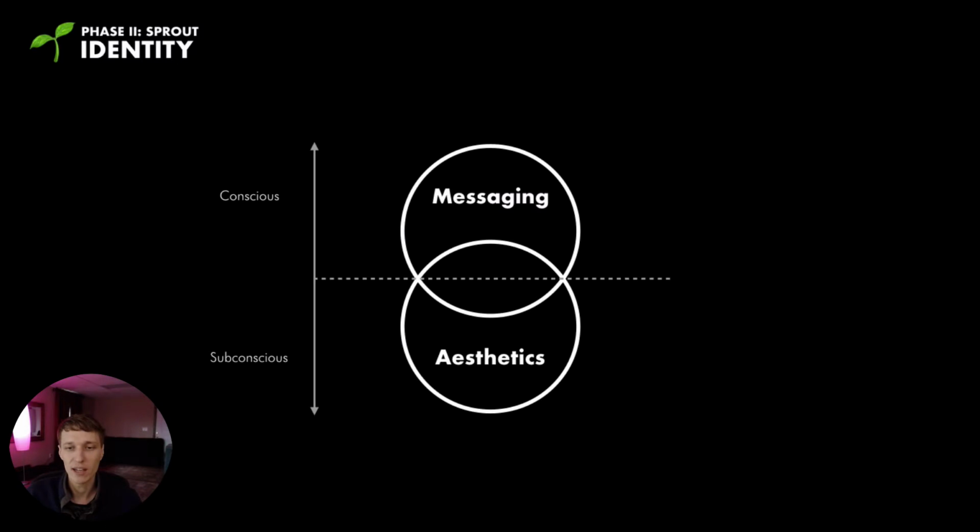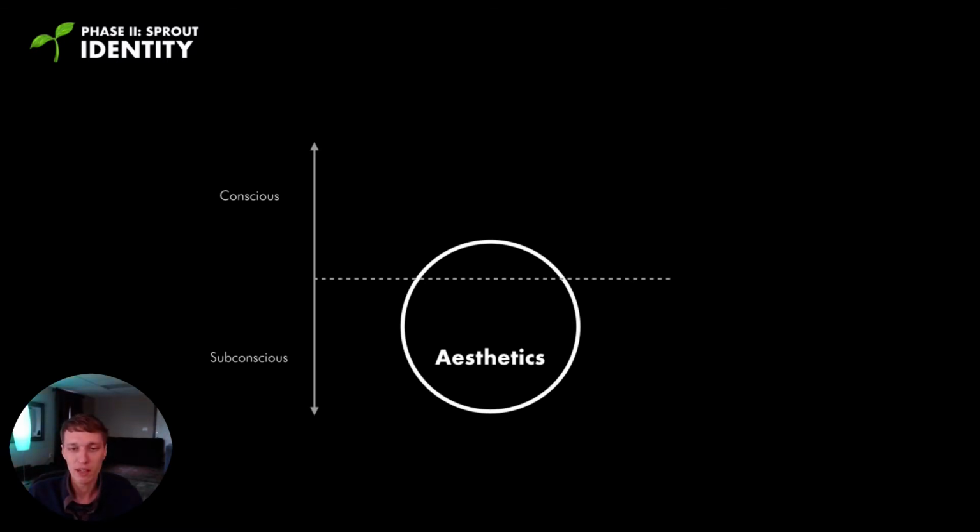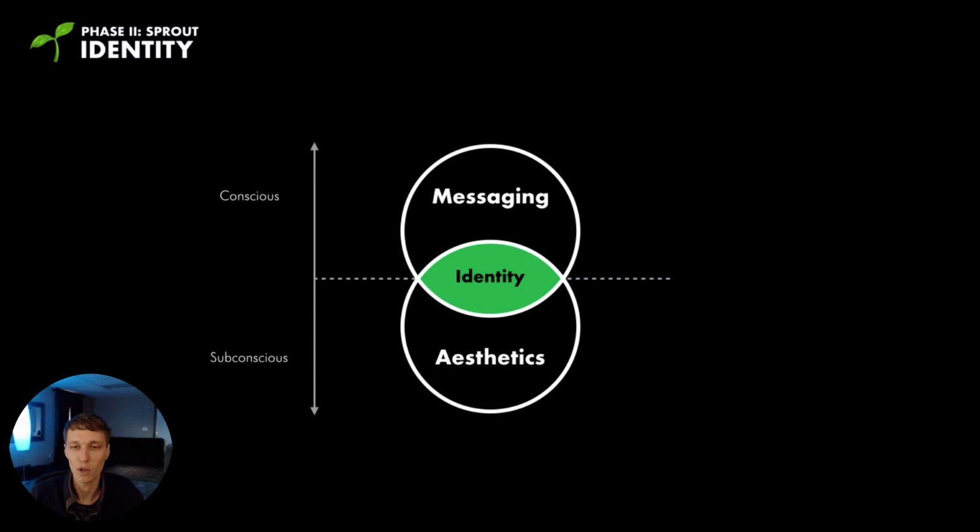So we're going to be looking at the correlation between messaging and aesthetics, and that the identity system is putting those two pieces together into a final product. Particularly, we're going to be looking at mainly aesthetics today. But the identity system is really the combination of what you say and how you look, right, as a brand.